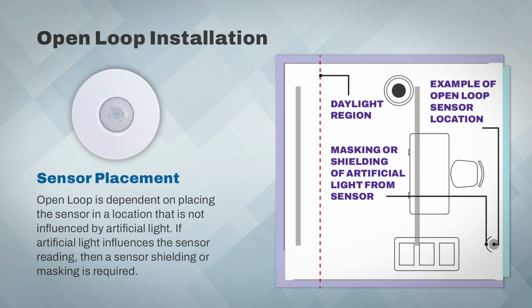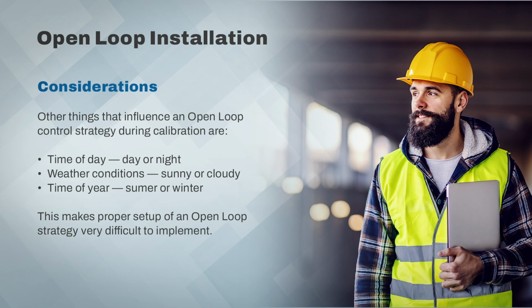There are several considerations to take into account with an open-loop control system, and the first is something that has been mentioned several times so far, and that is sensor placement. Open-loop daylight harvesting systems are critically dependent on correct sensor placement. If the sensor is installed in a location where it is affected by artificial lighting, the sensor readings will be incorrect, which will likely lead to control issues.